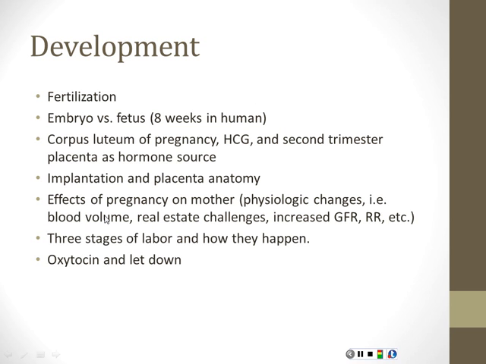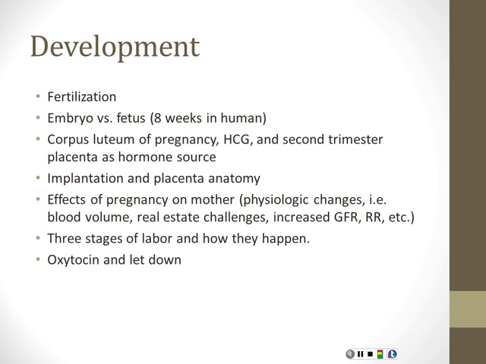And then we talked about the effects of pregnancy on the mother. Physiologic changes like increase in blood volume. At the time of delivery, mom has about 50% more blood volume than she needs all by herself. The real estate challenges, particularly on the bladder and the GI tract. Mom has a high glomerular filtration rate, and her respiratory rate is higher, so there was a whole big diagram just to review those physiologic changes in pregnancy.